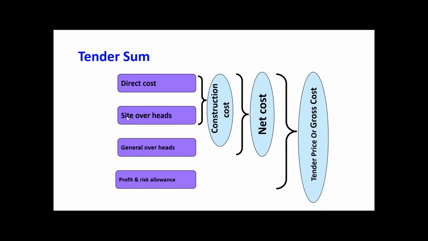Say if you take any BOQ, you have the direct cost, right? In your estimation department, you have the direct cost, how much you went. And you know the total project, how much you have spent, or how much you are gaining. So this percentage you can calculate.